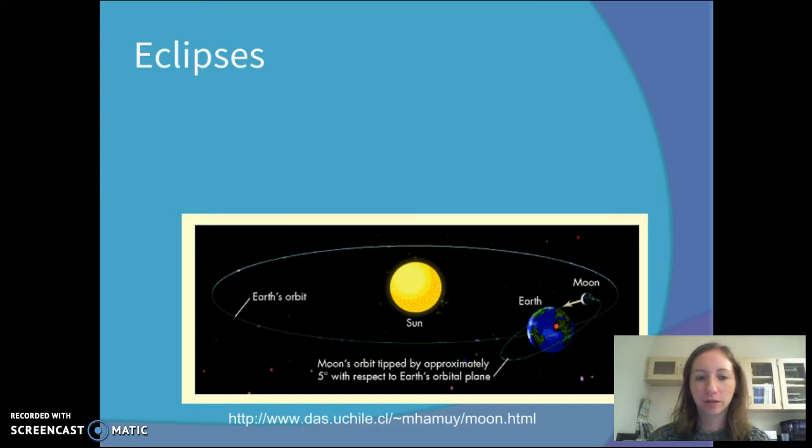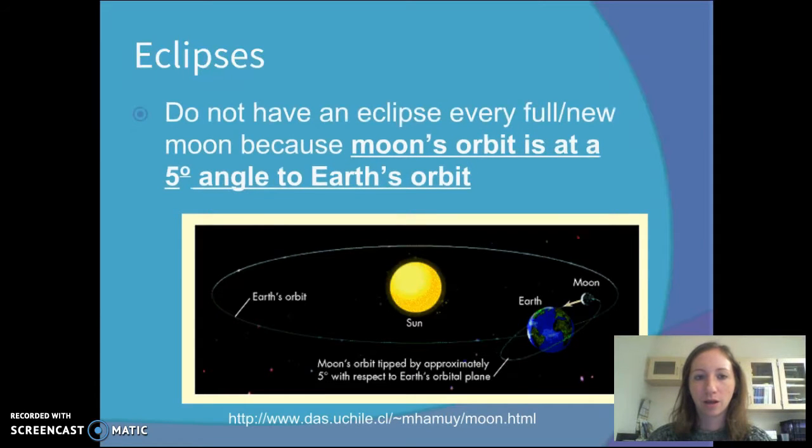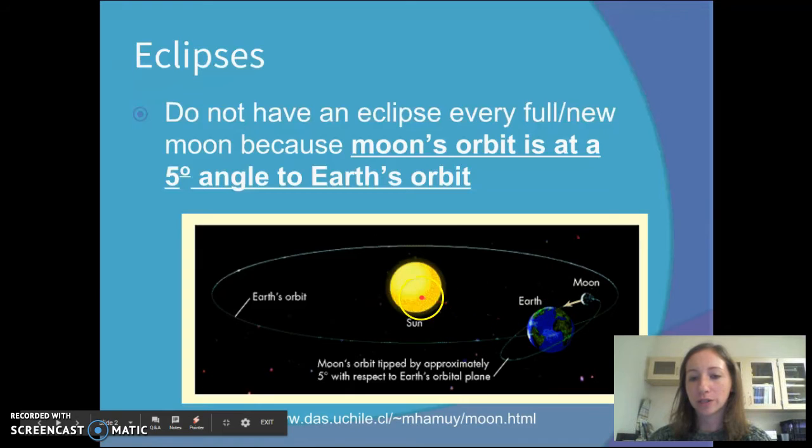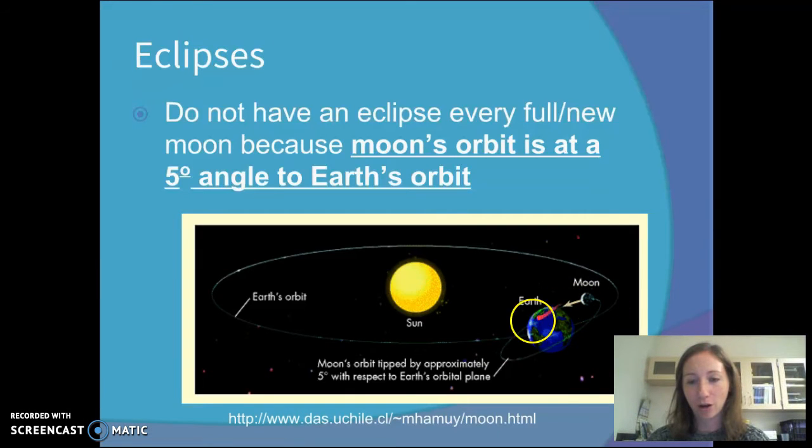Alright, so we're going to talk a little bit about eclipses. We do not have an eclipse every full or new moon because the moon's orbit is at a 5-degree angle to the Earth's orbit. So it's not orbiting straight like this, it's going at an angle. So in order to have an eclipse, the sun, moon, and Earth all need to line up perfectly, and that doesn't happen very often because of this tilted orbit that the moon takes. And the Earth's orbit is a little bit tilted around the sun as well.